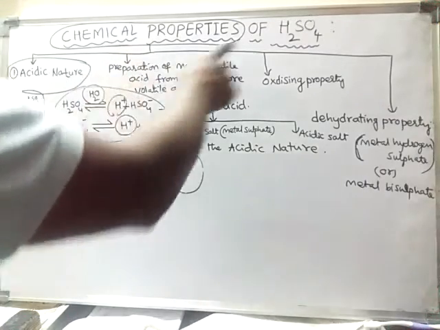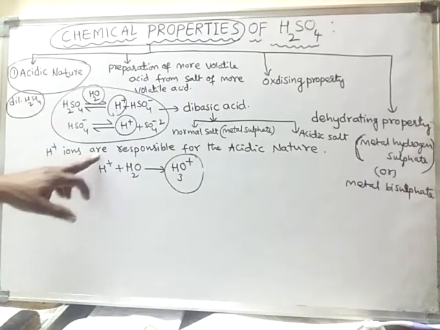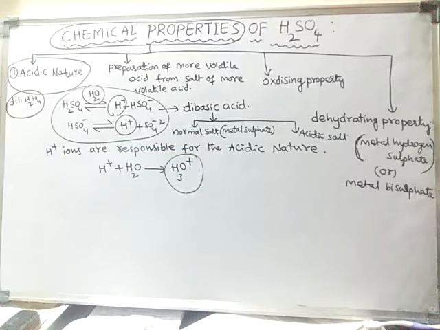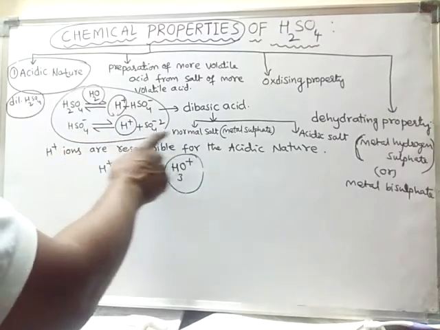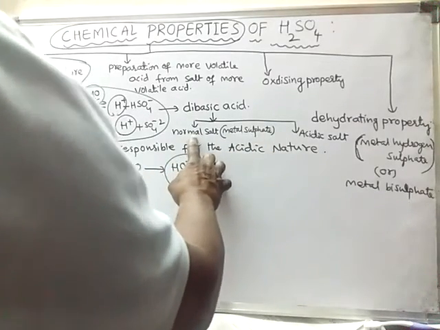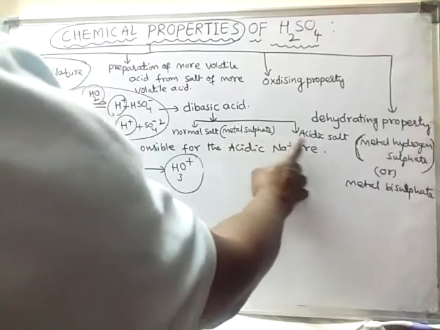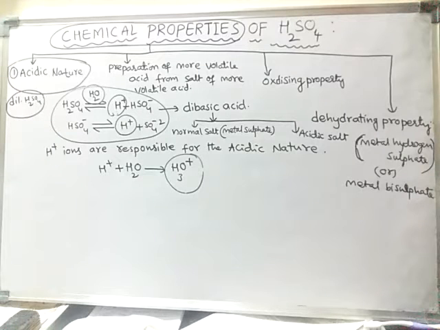So we are learning the chemical properties of sulfuric acid, and under them we are looking into the acidic nature. Which one is responsible for the acidic nature of sulfuric acid? The presence of H plus ions. And as it is a dibasic acid, sulfuric acid can form two types of salts: one is normal salt called metal sulfate, and another is acidic salt called metal hydrogen sulfate or metal bisulfate.